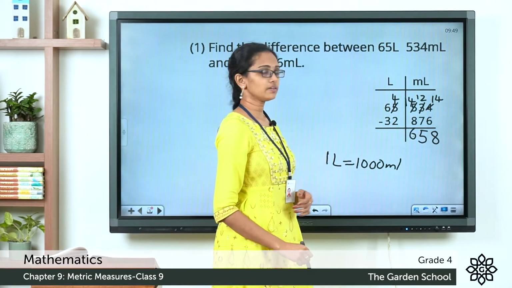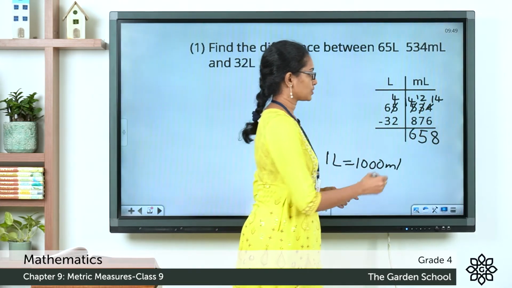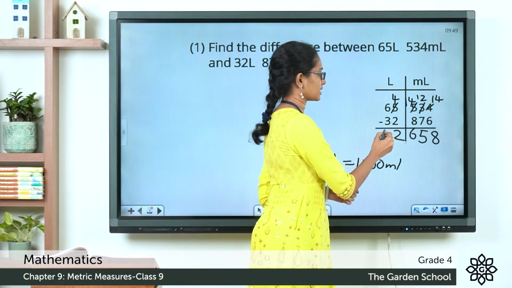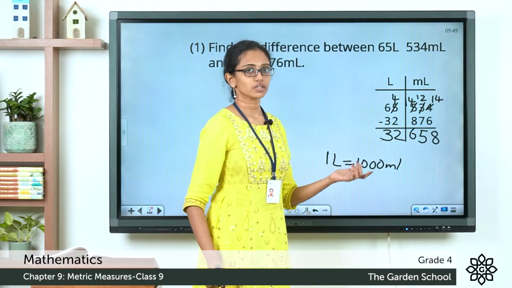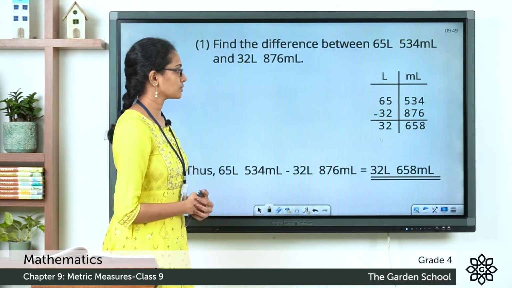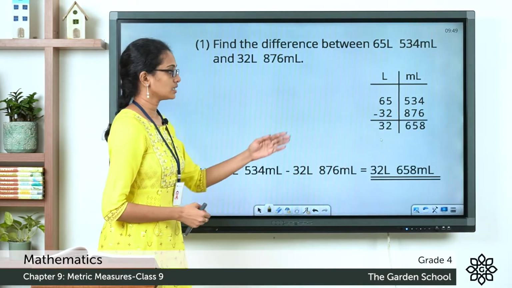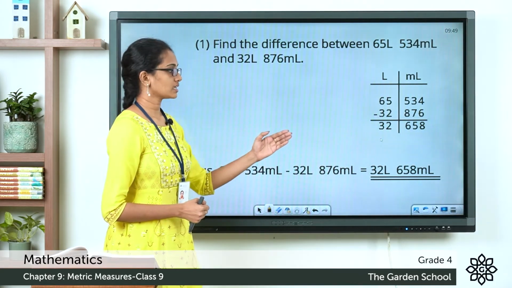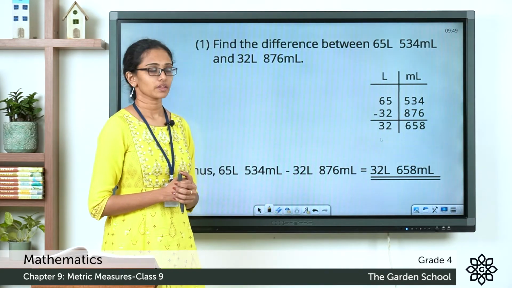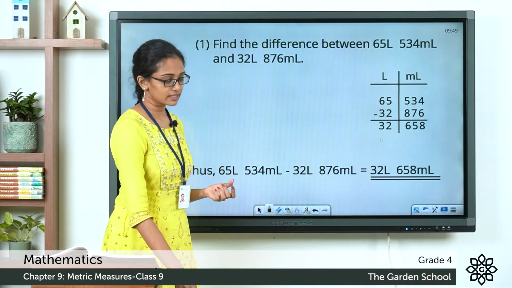Now here we have in the liters column 4 minus 2, that is equal to 2. Then 6 minus 3, that is equal to 3. So what is the difference between the measurements? Here we have a difference of 32 liters, 658 milliliters. Clear? Now we'll see one more example.